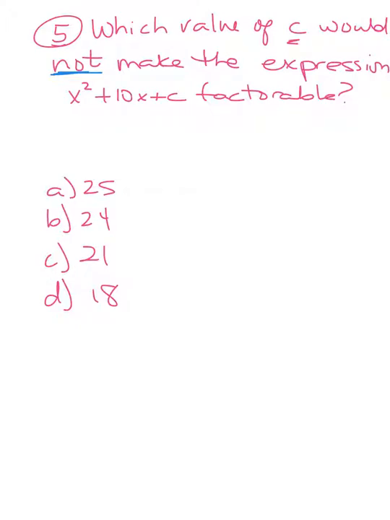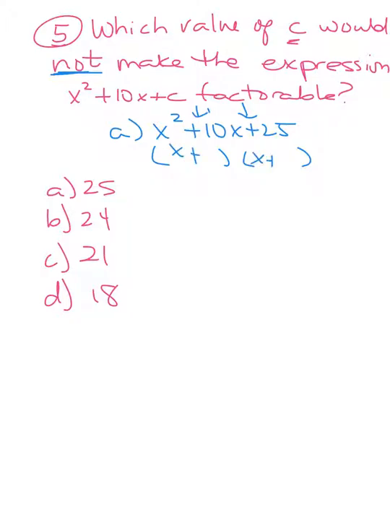So I'm going to start with letter A, and I'm going to substitute 25 in where I see C. So I have x squared plus 10x plus 25. Now the question is saying, can I factor this? So when I do that, I notice the signs are the same. They're both a plus. So I have x and x and plus and plus. Factors of 25 that when I add them together I get 10 is 5 and 5. So this one is factorable.